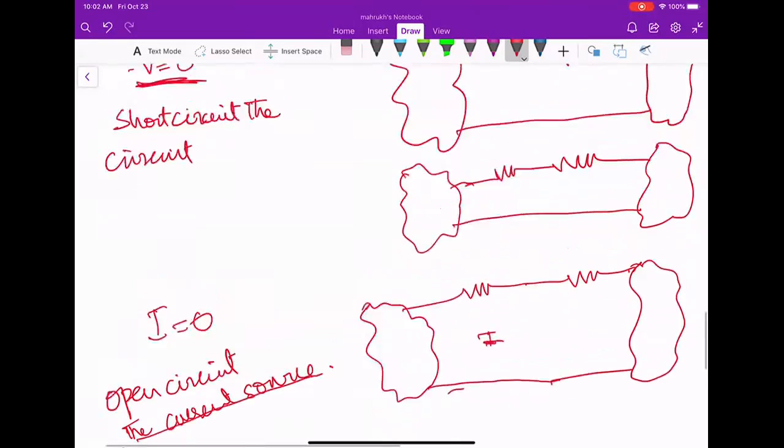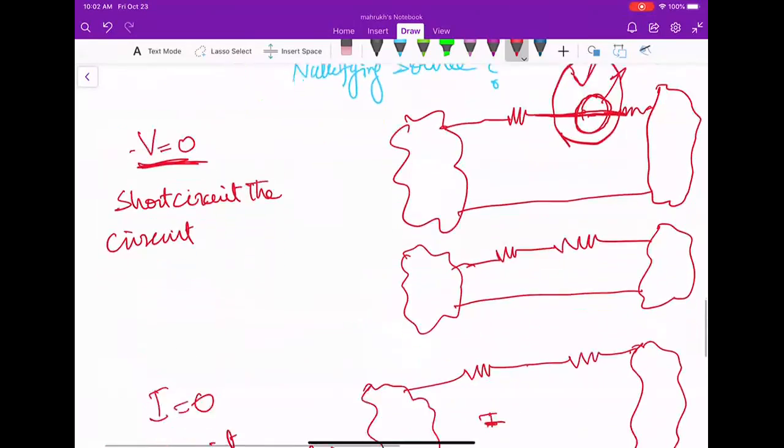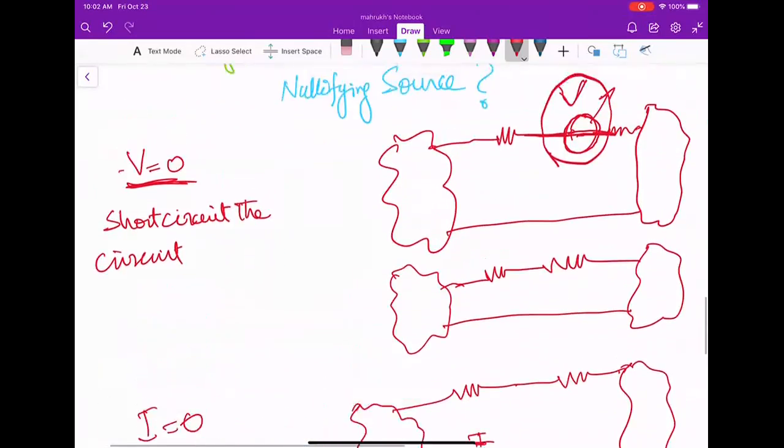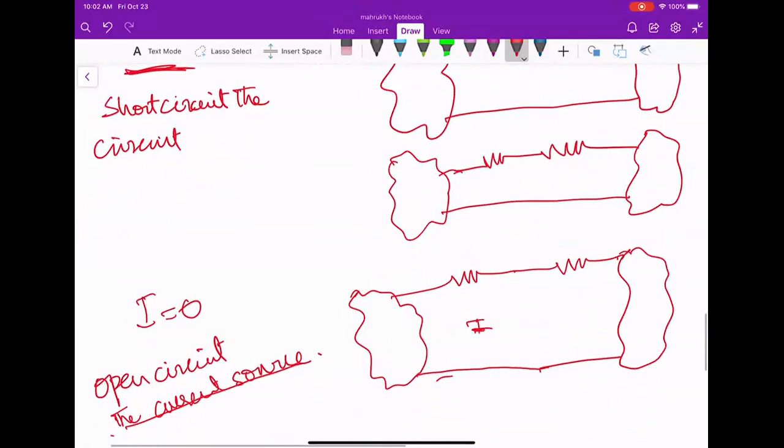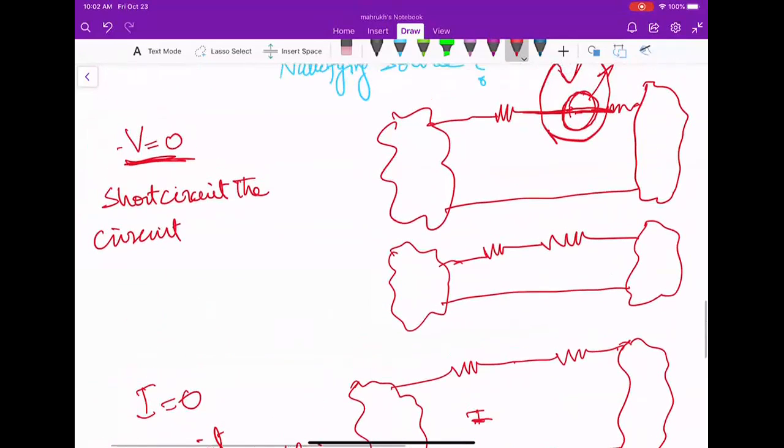Okay, so I'm just saying how we can nullify the source effect, right? To nullify the effect of voltage, we will make it a short circuit, not short circuit the whole circuit, but just the path where the voltage source was. And to nullify the effect of current, we will make an open circuit at that point. Does it make sense?